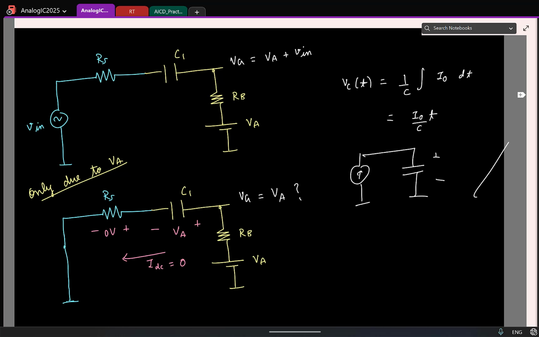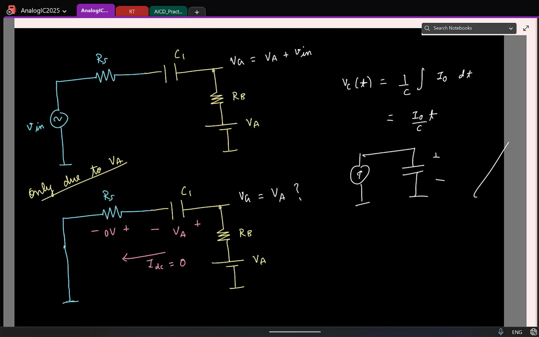So only if you are sure that the voltages in your circuits are all finite, then you can claim that the average current is 0. Is this clear? If I say voltage across a capacitor is 1 by C integral I dt, and there is a DC current flowing through the capacitor, this is a constant, which means the voltage will be a ramp, which means the voltage across a capacitor will grow unbounded. But that's not the case in your circuit.